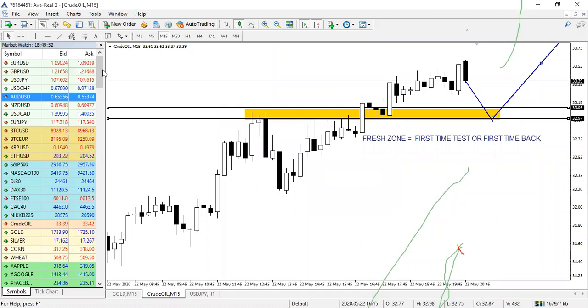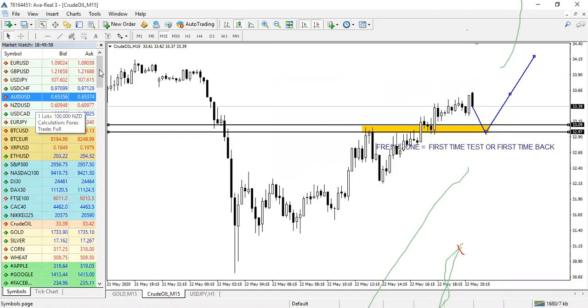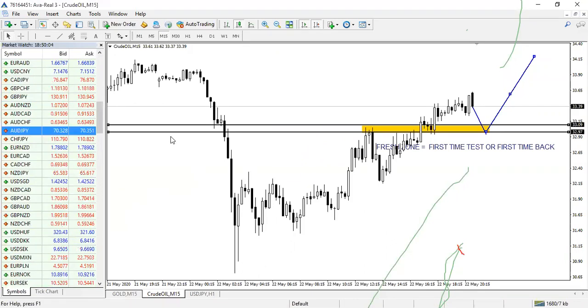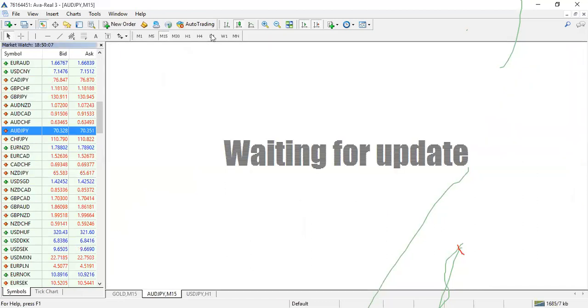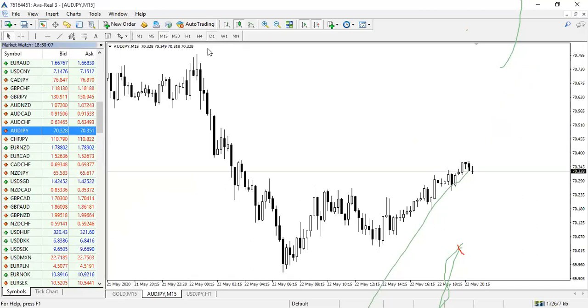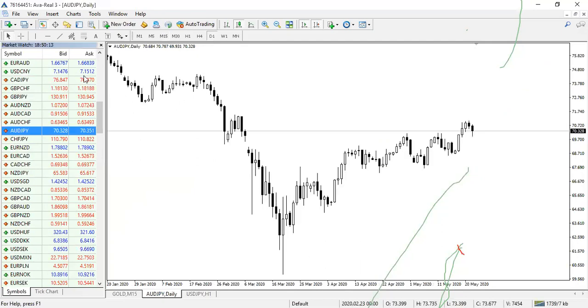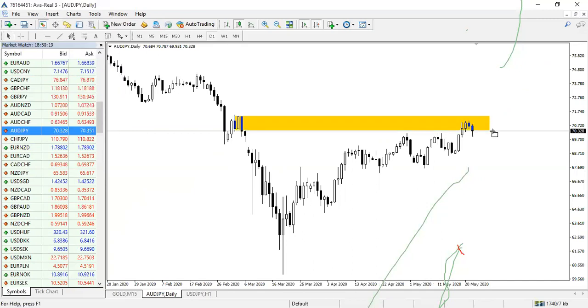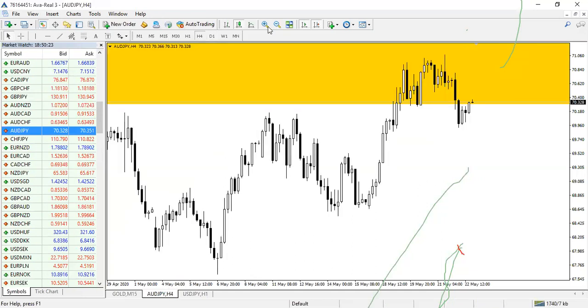Okay, let's look at other pairs. Let's look at pairs we haven't checked out, like this one here, AUD JPY. Obviously, this was a demand zone, and it's still in the zone. The smaller time frame is saying it's still in the zone.